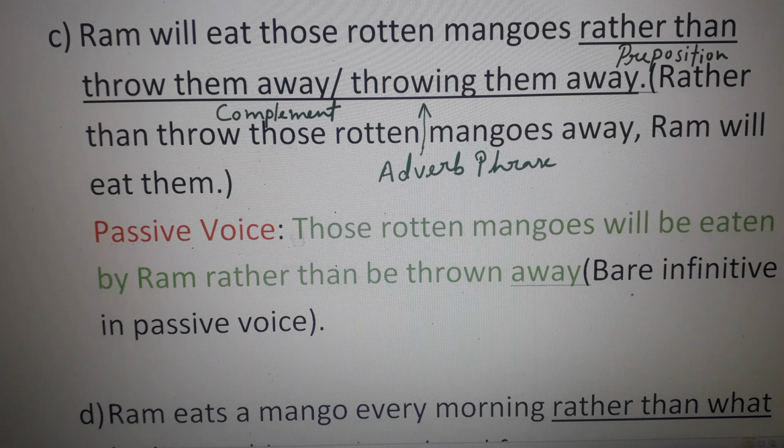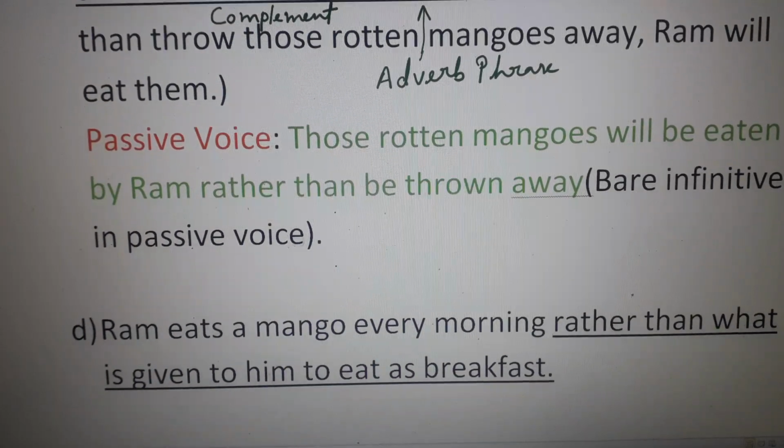Let us change this into passive voice for our practice purpose. Those rotten mangoes will be eaten by Ram rather than be thrown away. Here, bare infinitive in passive voice has been used as complement to the preposition rather than. Let us take fourth and last example.